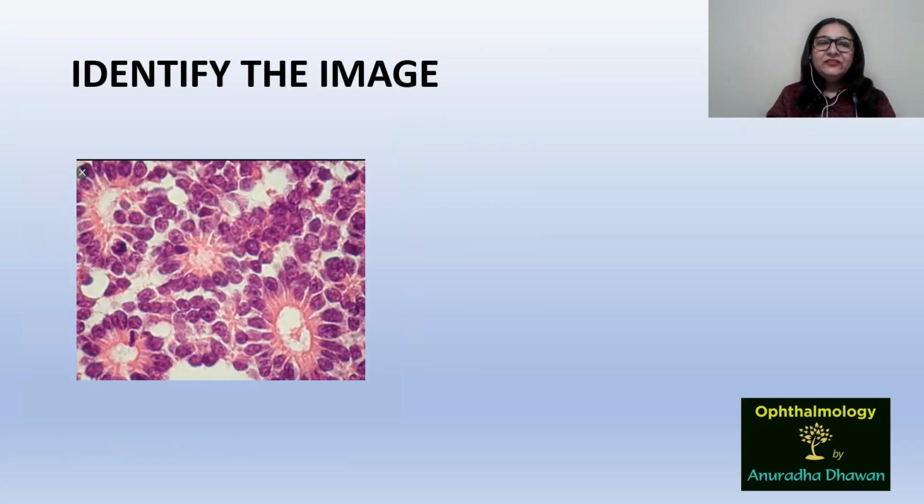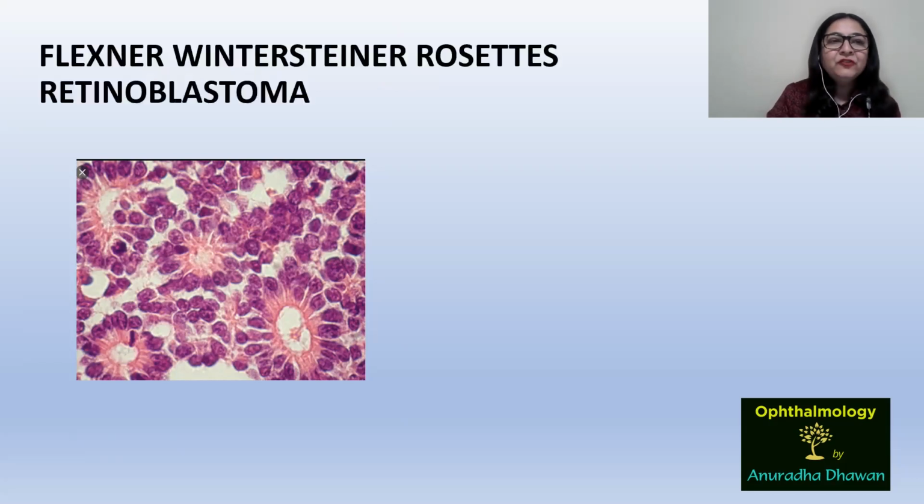So this is a histopathological image. Again, an important question for the exam. Identify this image. Now here, what are we noticing? We are noticing large cells with large basophilic nuclei. These cells are arranged in a rosette-like manner with a central empty lumen. Please mark this picture in your mind. This is the image of Flexner-Wintersteiner rosette. And we know Flexner-Wintersteiner rosettes are specific or pathognomonic of retinoblastoma. So this histopathology image is important for our exam.